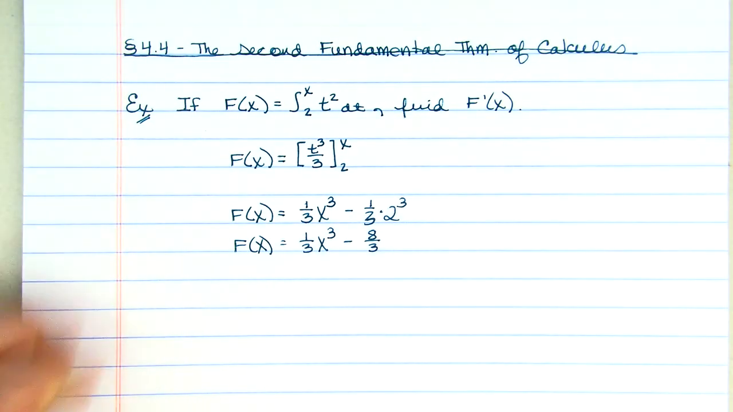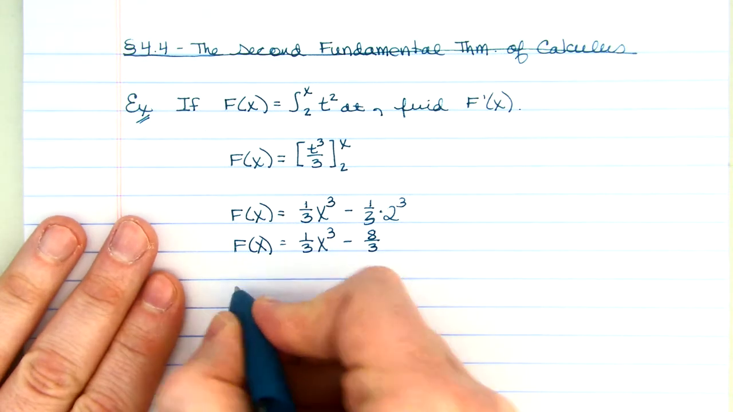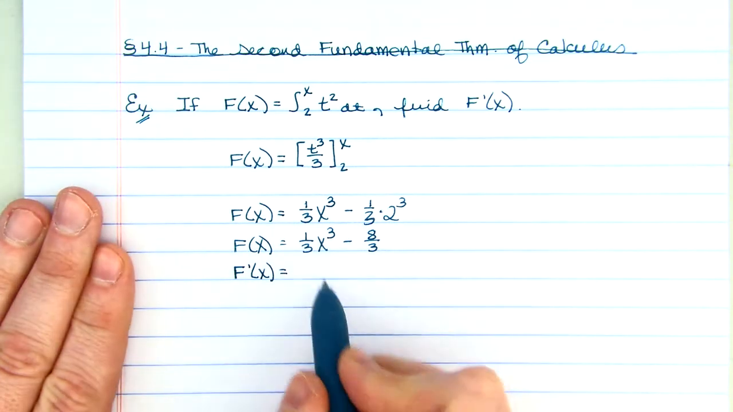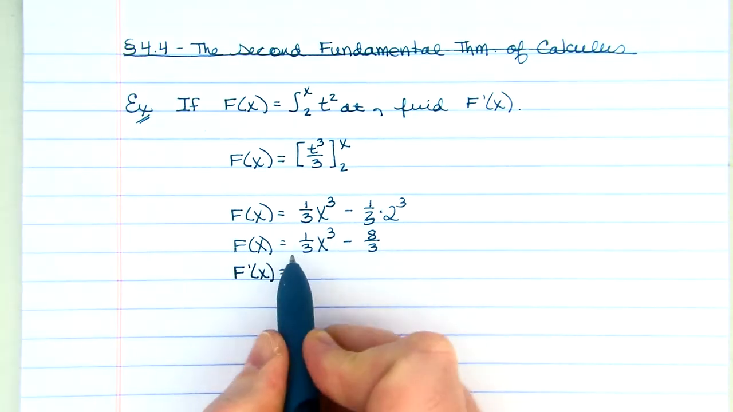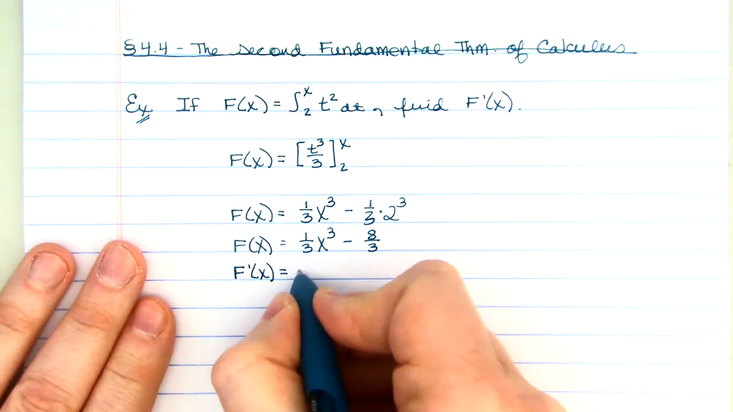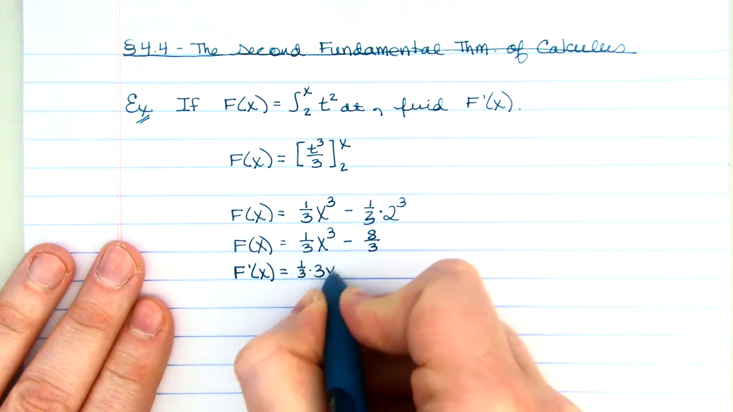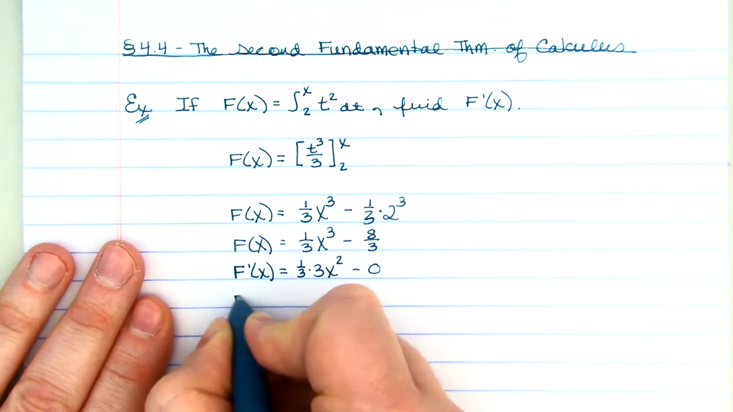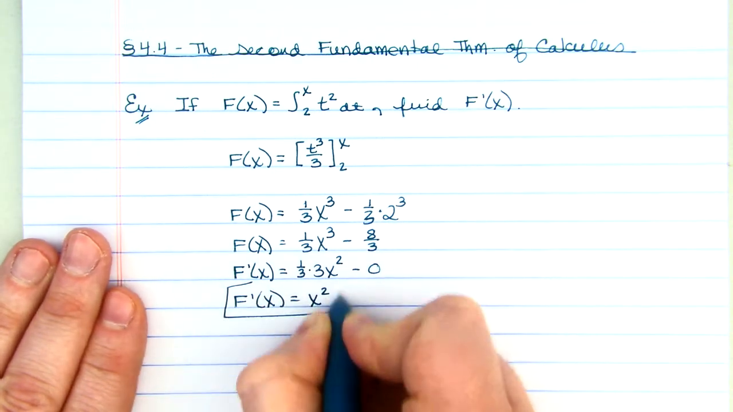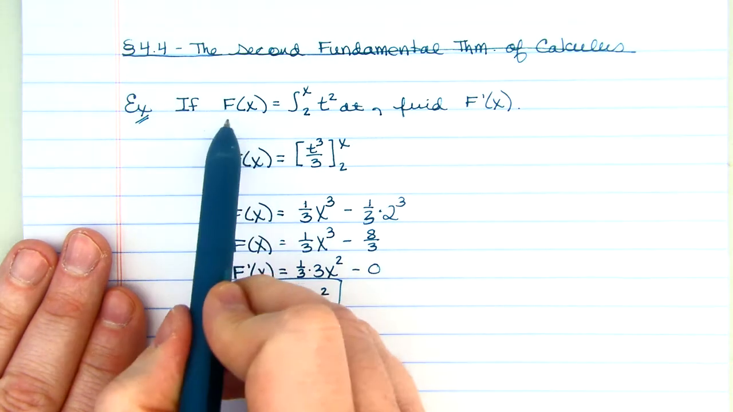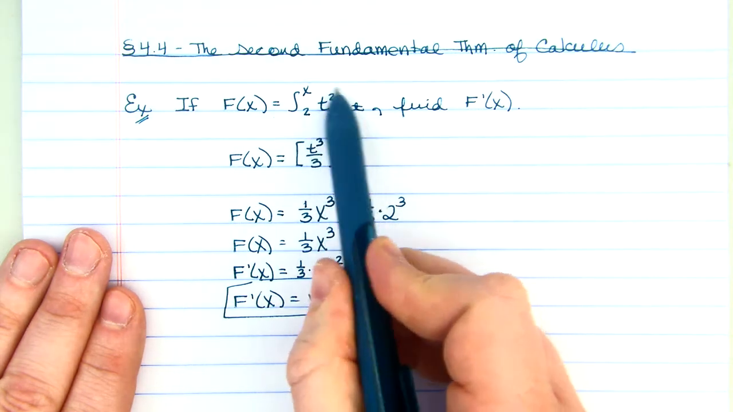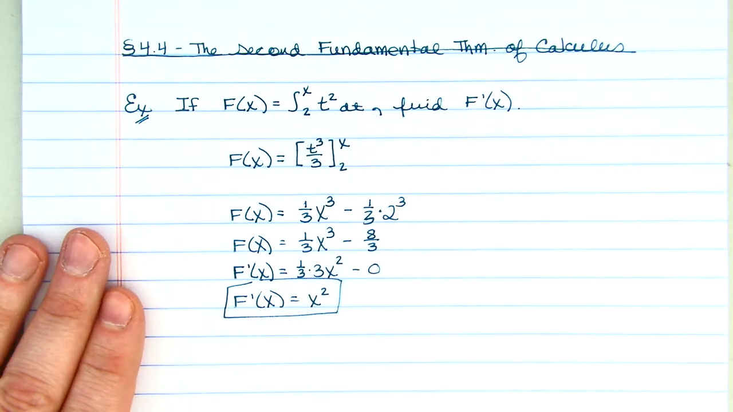What I want to do now is find F prime of x. I want to find the derivative. You know what? I think you can do that. Take a moment, find the derivative of that thing. Derivative of 1/3 x cubed, 1/3 times 3 x squared, minus 0. Capital F prime of x is x squared. The derivative of this function is just x squared. Basically, it's exactly what I had inside my integral with just an x instead of a t.